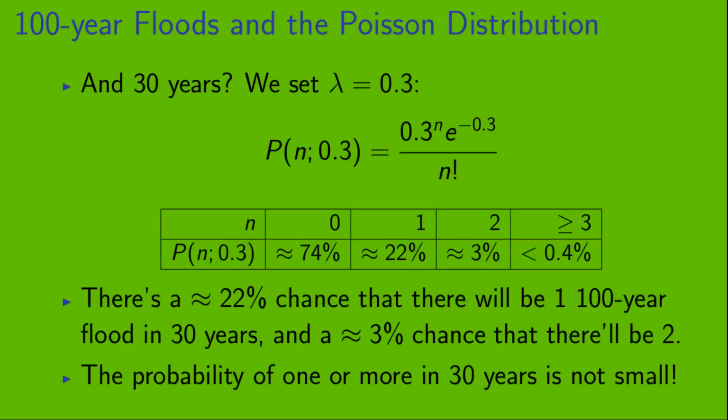Okay, so now let's look at 30 years. So here we set lambda equal to 0.3, and we find that the probability of having 0 100-year floods in 30 years is about 74%. The probability of having 1 is about 22%, and so on. So there's about a 22% chance that there will be one 100-year flood in 30 years, and about a 3% chance that there will be 2. So the probability of 1 or more in 30 years is not small.